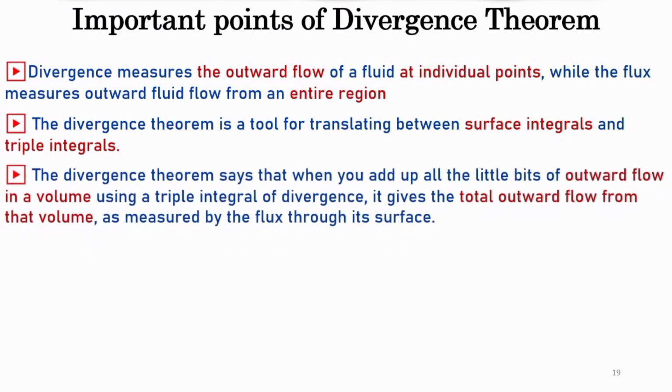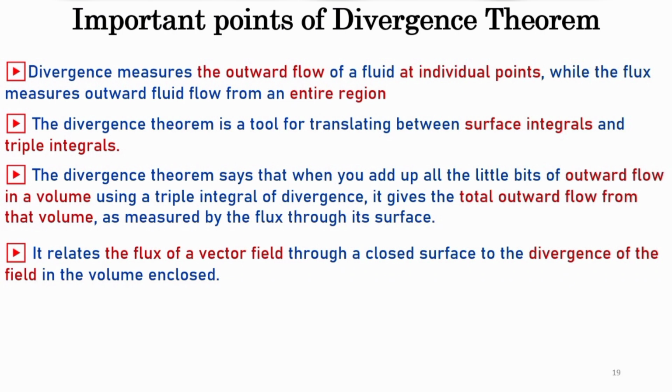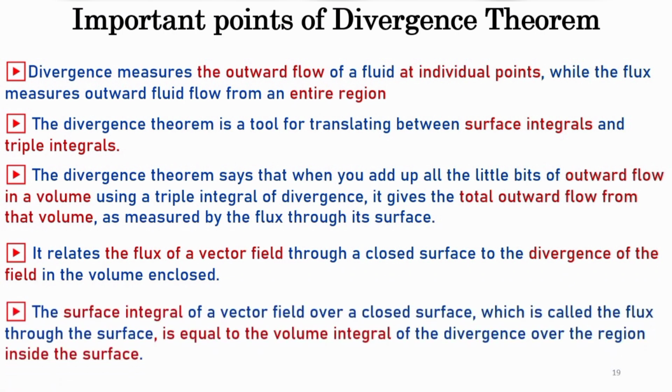Now, the divergence theorem also says that when you add up the little bits of the outward flow in a volume using a triple integral of divergence for the 3-dimensional part, it gives the total outward flow from that volume as measured by the flux. It relates the flux of a vector field to the divergence of the field in the volume. And lastly, the surface integral of a vector field over a closed surface, which is the flux, is equal to the volume integral of the divergence over the region inside the surface. Right. So things become very clear.